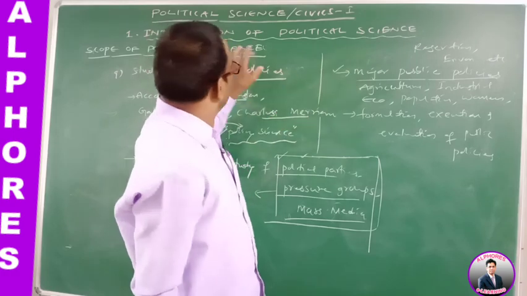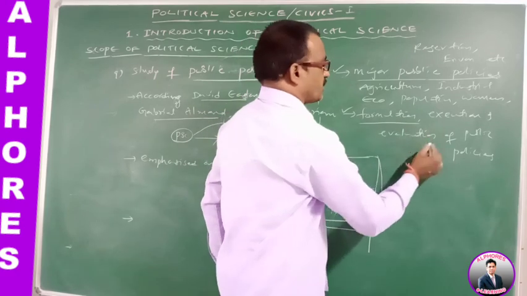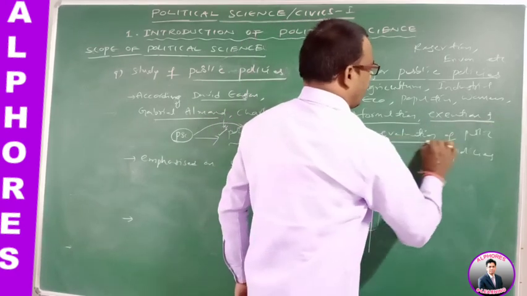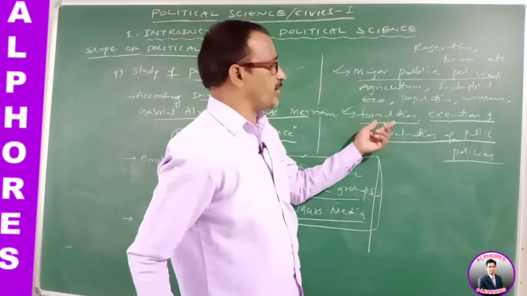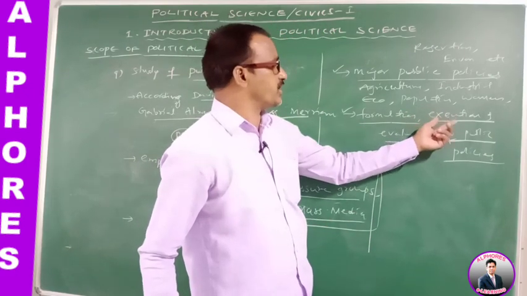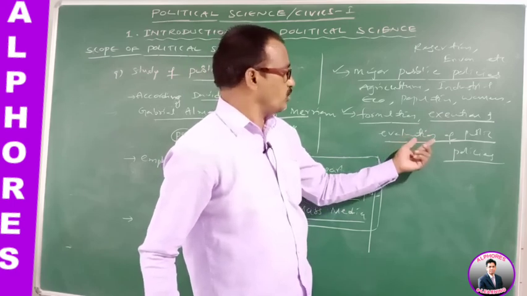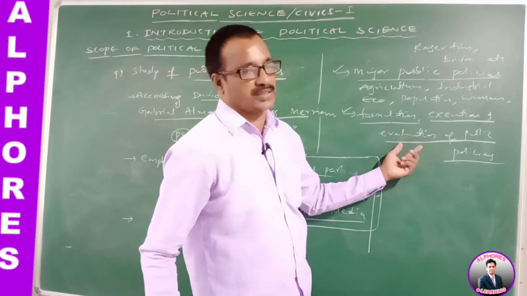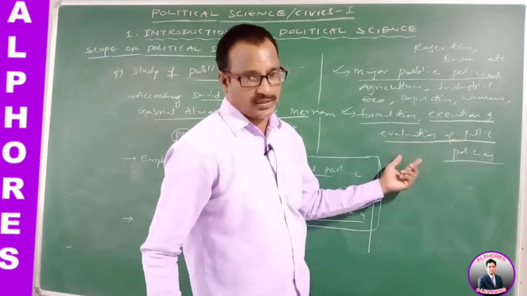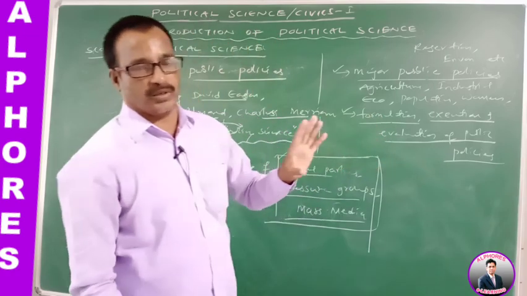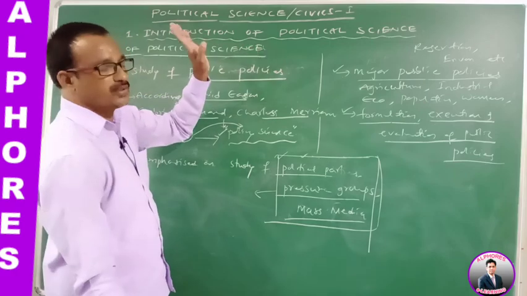And the last one is that political science explains the formation, execution and evaluation of public policies: how they are formulated, how they are executed and how they are evaluated. Evaluated means how successful these policies are, how far these public policies are successful. So with this, the first most important topic, the scope of political science, is complete.